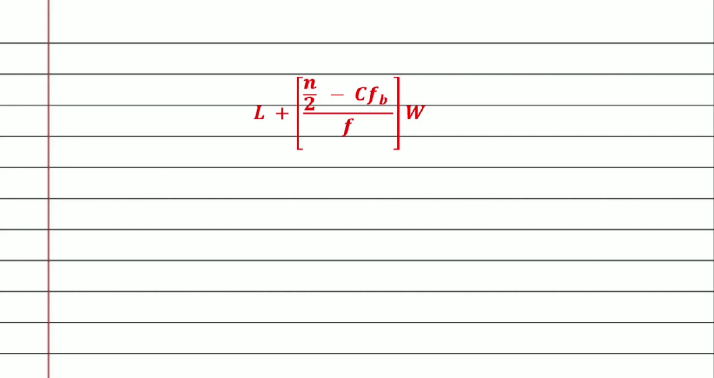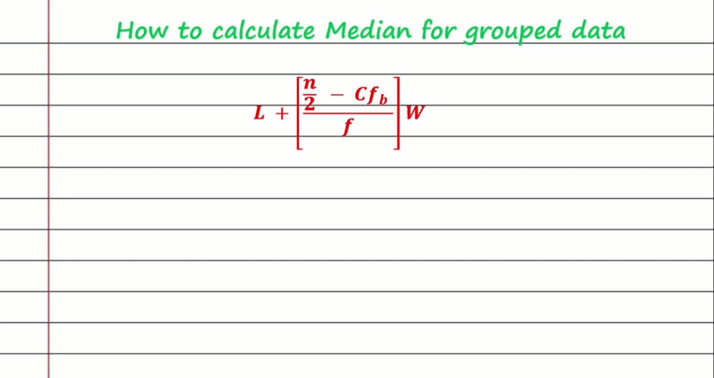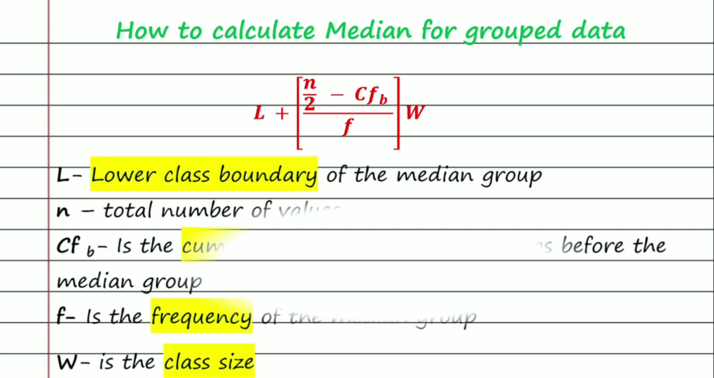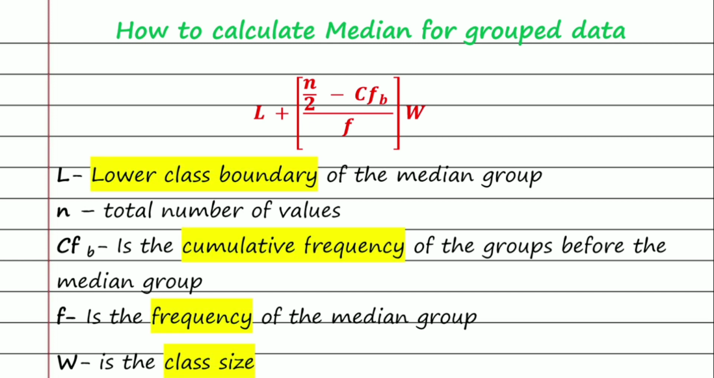Moving on to finding the median for grouped data. The median is the data point that falls exactly in the middle when the data is arranged in ascending or descending order. Here's the formula we'll be using. L represents the lower class limit of the median class. N represents the total number of observations in the dataset.